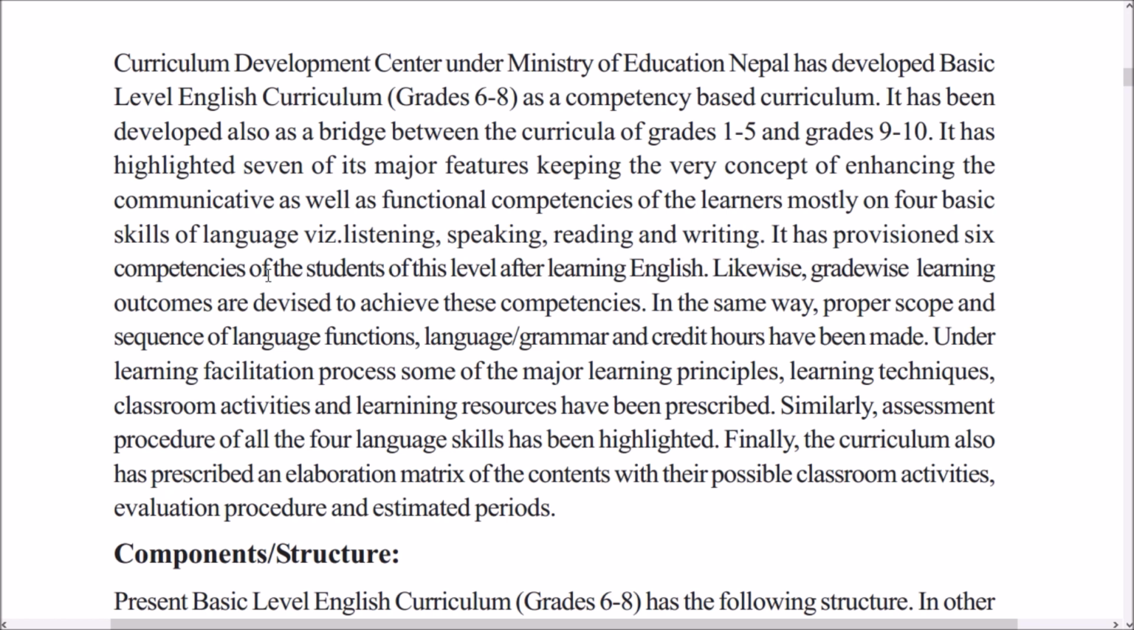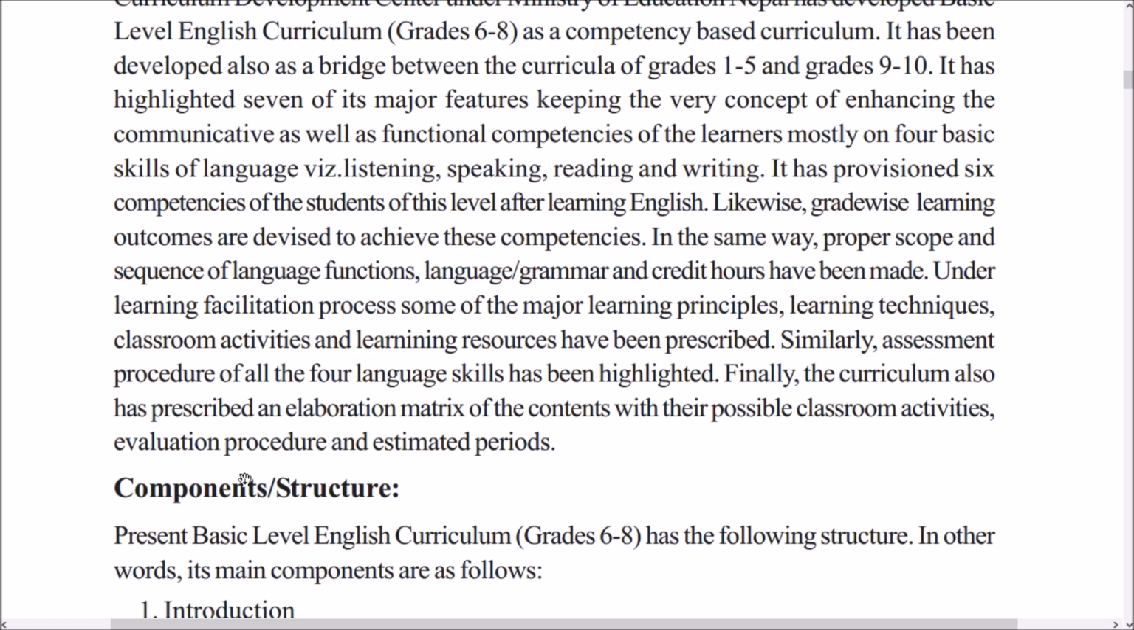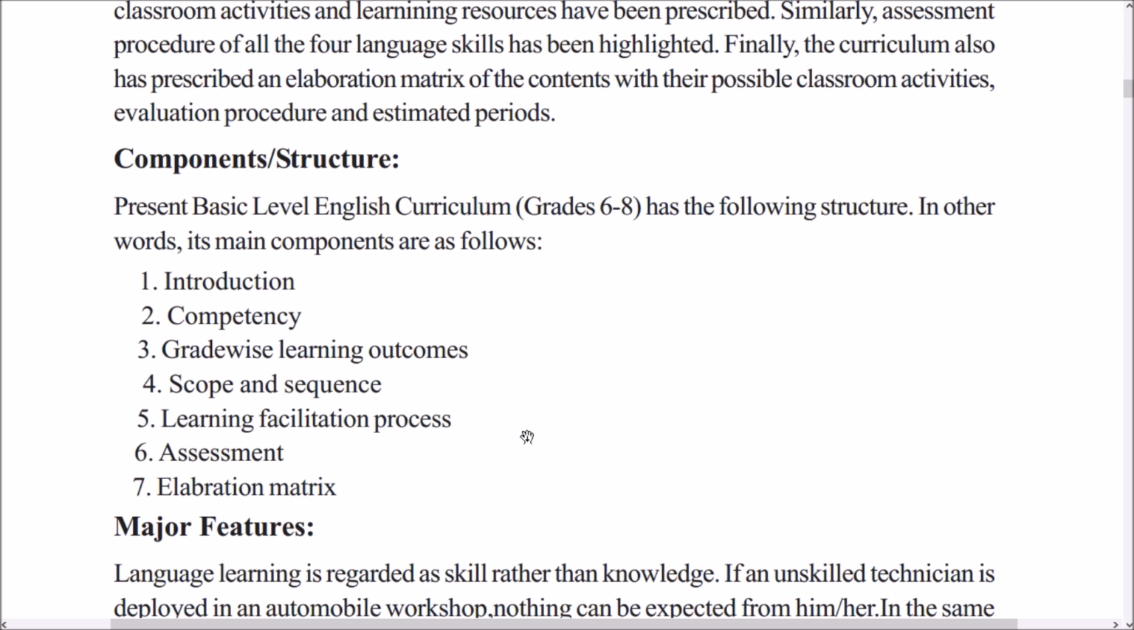It has provisioned 6 competences for the students of this level after learning English. Likewise, grade-wise learning outcomes are devised to achieve these competences. In this way, a proper scope and sequence of language functions, grammar, and credit hours has been made. On the learning facilitation process, some of the major learning principles, learning techniques, classroom activities, and learning resources have been prescribed. Similarly, the assessment procedure of all 4 language skills has been highlighted. Finally, the curriculum also prescribes an elaboration matrix of the contents with their possible classroom activities, evaluation procedures, and estimated periods. So the curriculum has the following structure.